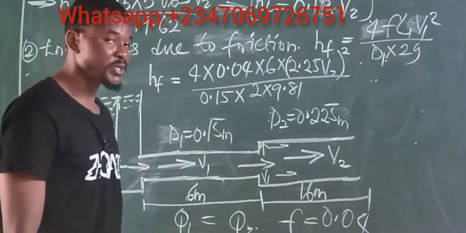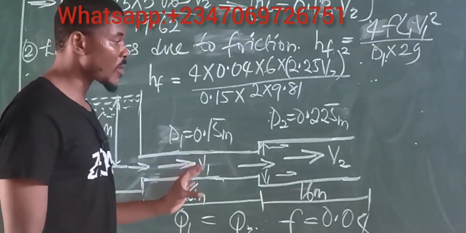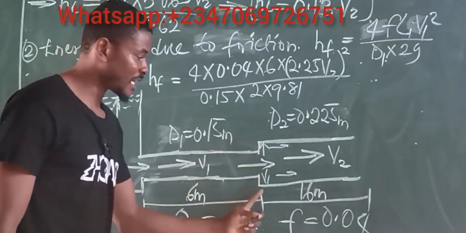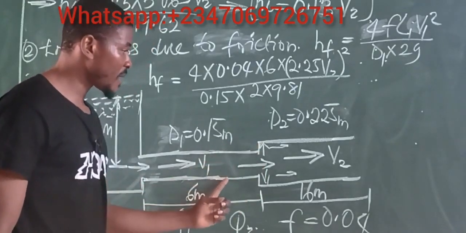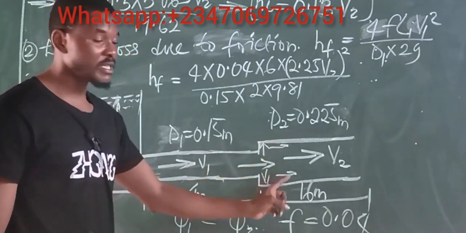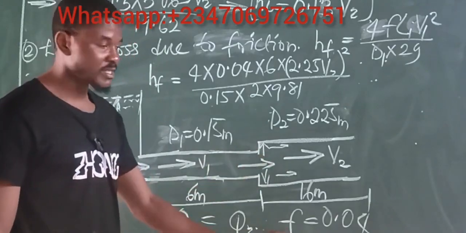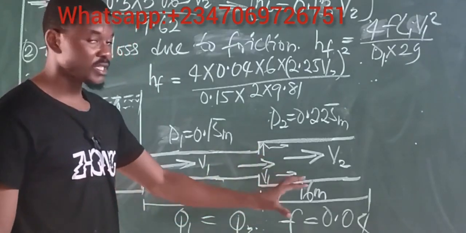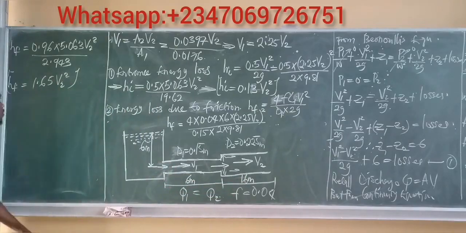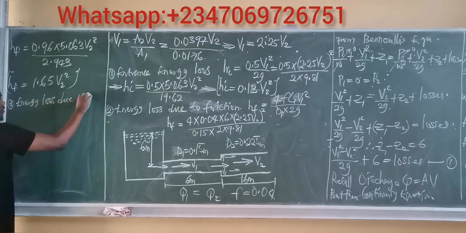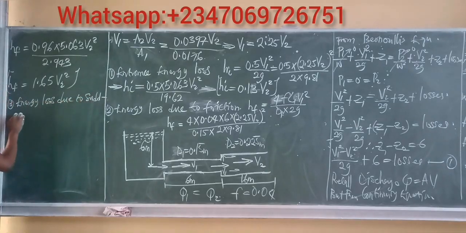So that will slow the speed of the fluid down, and that will constitute what is called the head loss due to sudden enlargement of the pipe, because the diameter of the pipe here is smaller compared to the diameter of the pipe here. This is larger than this. So for that reason, the fluid speed will reduce, and that will also reduce the energy of the fluid. So that will constitute the third energy loss, the energy loss due to sudden enlargement.